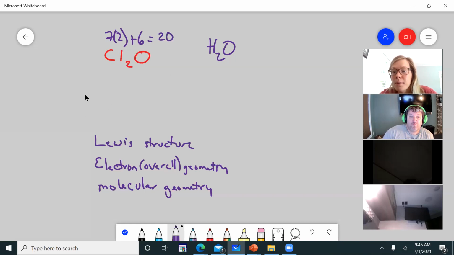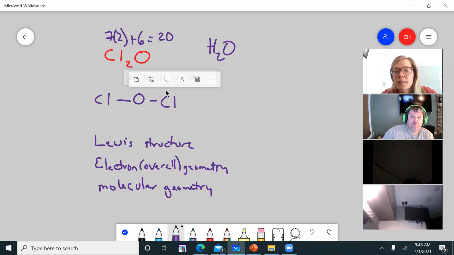Okay. We want to make this thing balanced. So I'm going to put the oxygen in the center and the chlorines on the side. Next step, stick it together. Then we go outside to inside, so make the outside happy. Chlorine needs an additional 6 to complete its octet. So does this chlorine. All right, I have 16 electrons on the board.